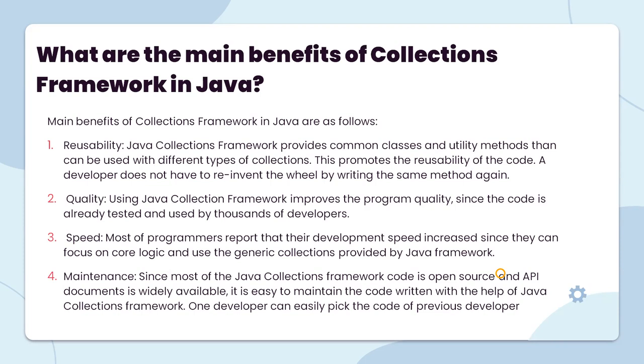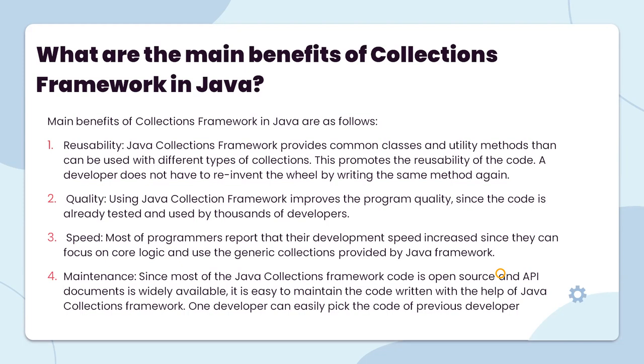We have lots of benefits, but I am maintaining four benefits. First, reusability. The Java collection framework provides common classes and utility methods that can be used with different types of collections. This promotes the reusability of the code. You can reuse that code by using collections. A developer does not have to reinvent the wheel by writing the same method again.